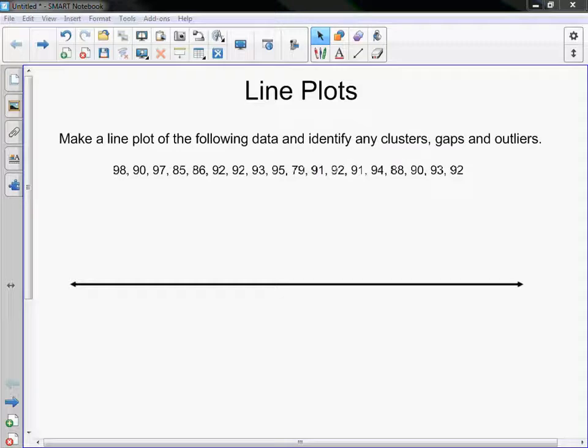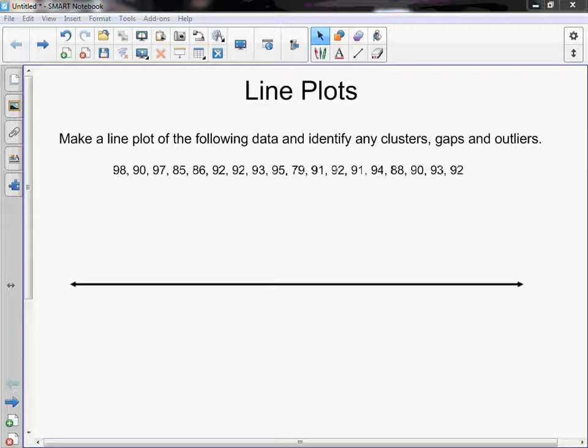Okay, let's talk about making line plots. We're going to talk about how to plot this set of data on a line plot, and then we're going to look at clusters, gaps, and outliers. So we have to find any clusters, gaps, or outliers that happen to show up on our line plot.